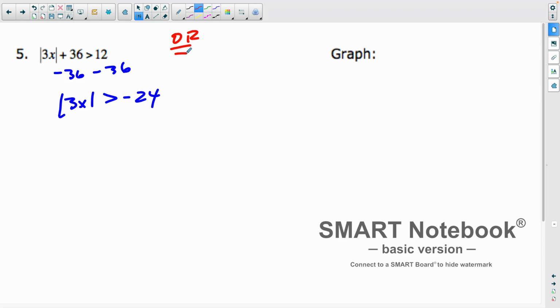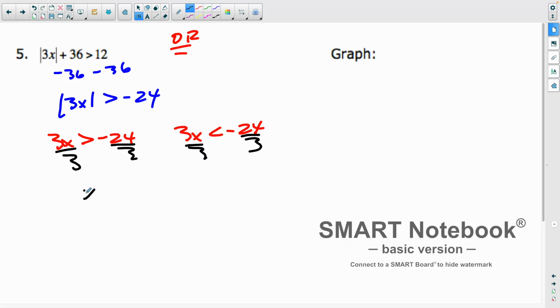Should go away from each other. It should be going outward, alright? So that's what should happen. So I'm gonna finish solving. 3x is greater than negative 24. Took the absolute value off. 3x is less than negative 24. It's a pretty easy one to solve because I'm going to divide by 3 on both sides. So x is greater than negative 8. x is less than, I forgot to put a positive there, sorry. Flip the sign and make it positive.